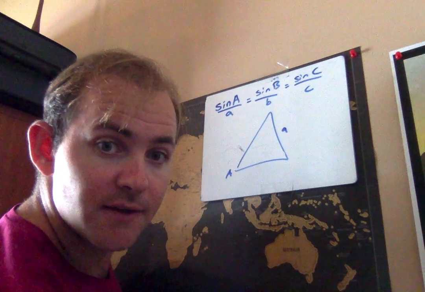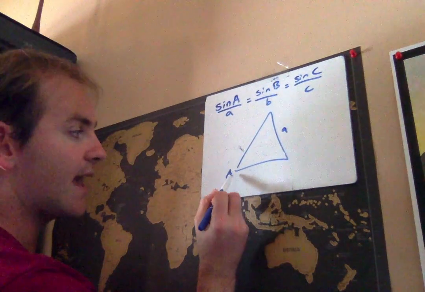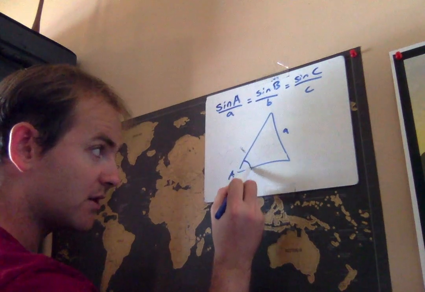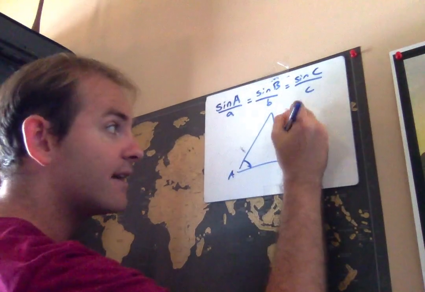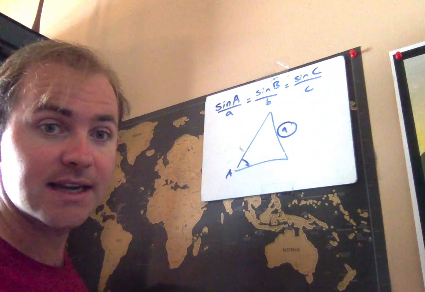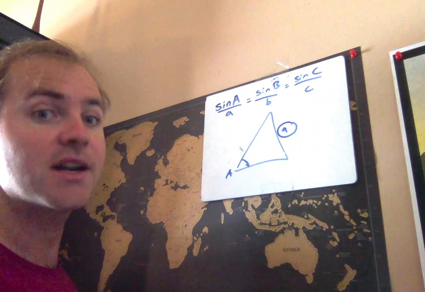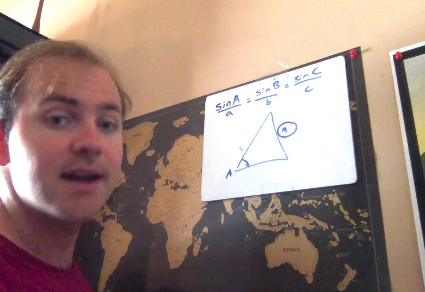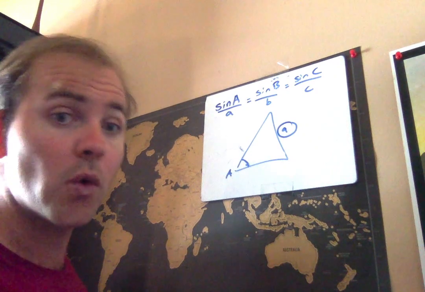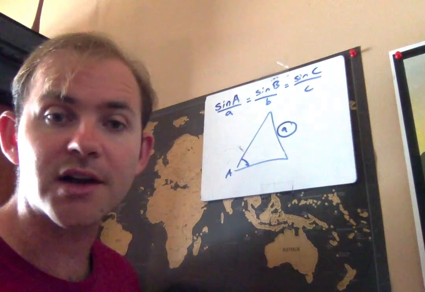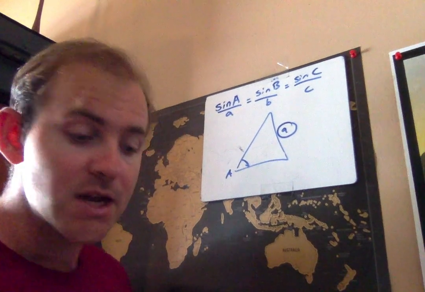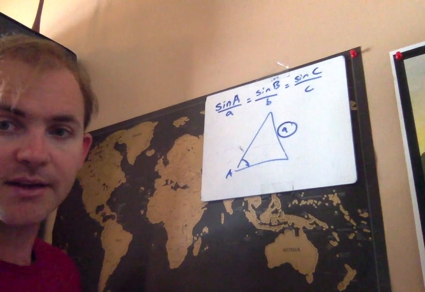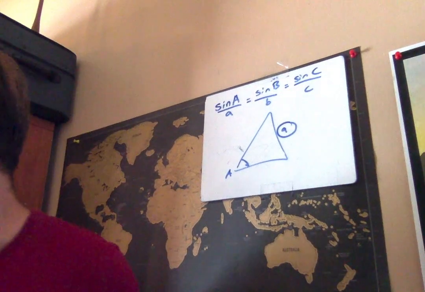In order to use the law of sines, I need to know at least one angle and its opposite side. If I know that information, I can use the law of sines in order to be able to find another side of the triangle, or in some cases to find another angle. All right? So with that being said, let's take a look at a few examples from your classwork packet.